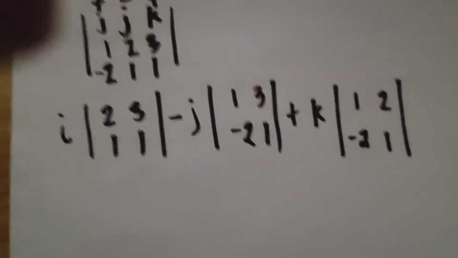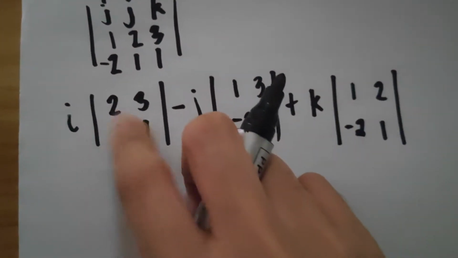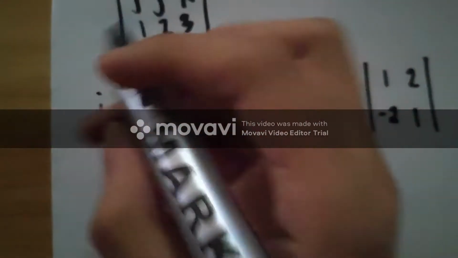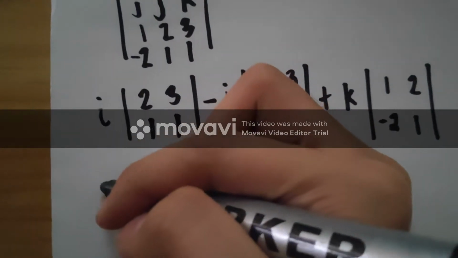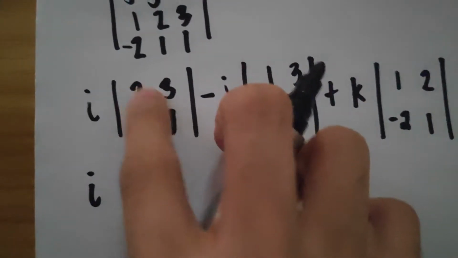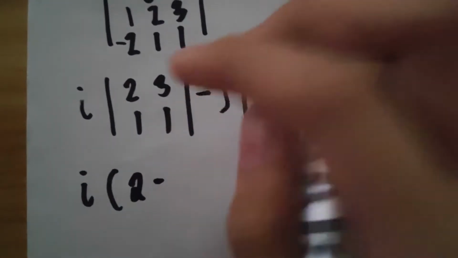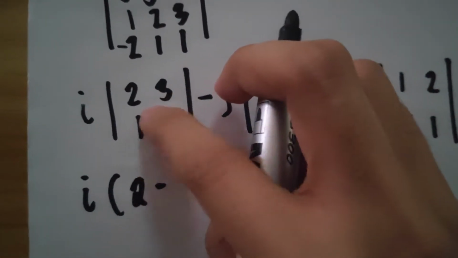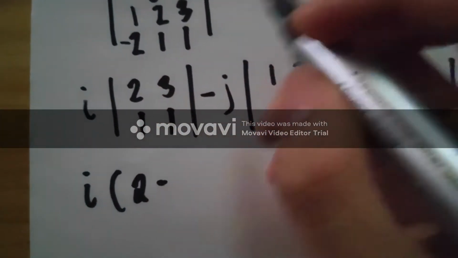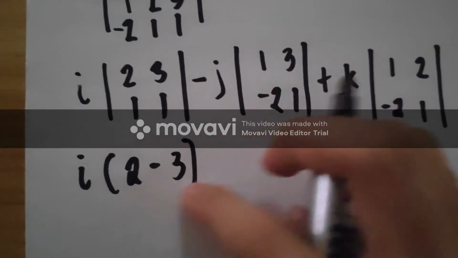So here, we simply multiply them diagonally. For i, we multiply this one, 2 and 1. We multiply them diagonally. So we have 2 minus the product of this second one, which is 3 and 1. So 3 times 1 is 3. So there we have those values.